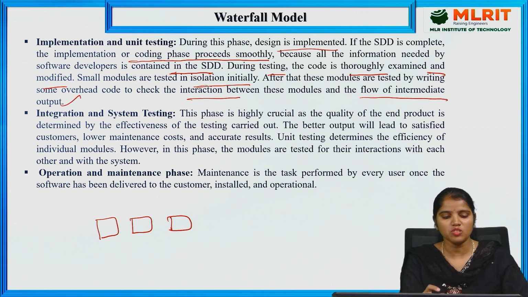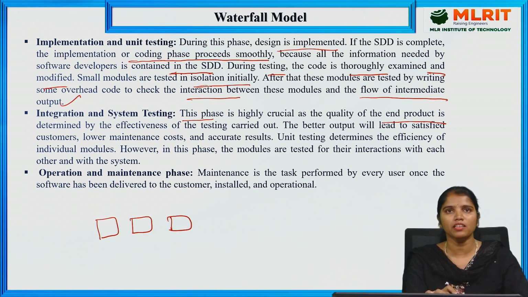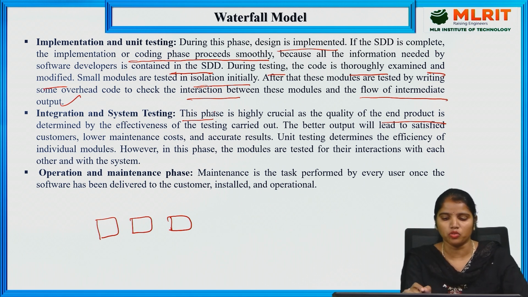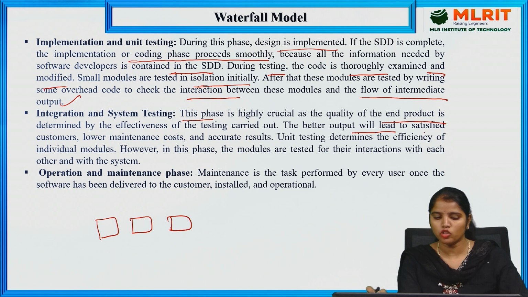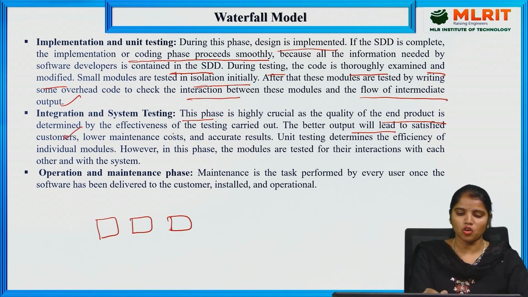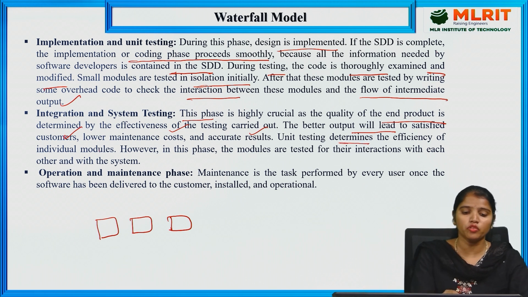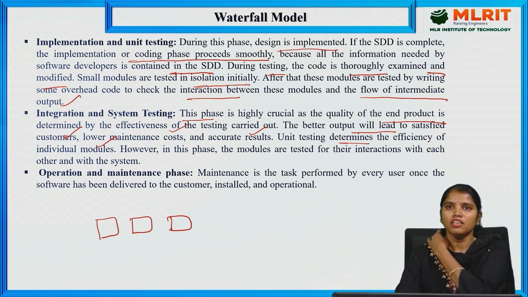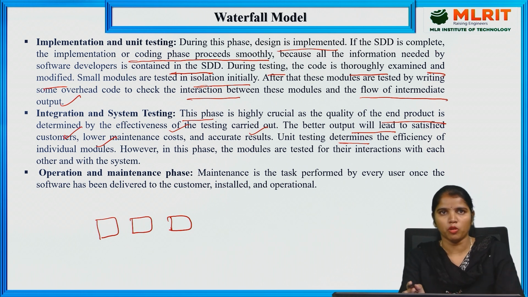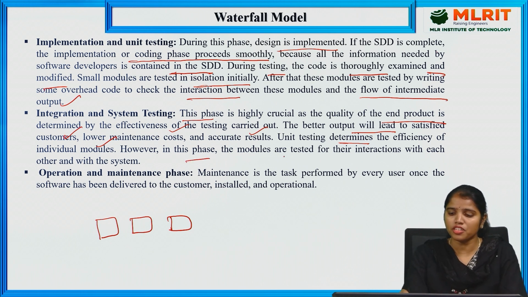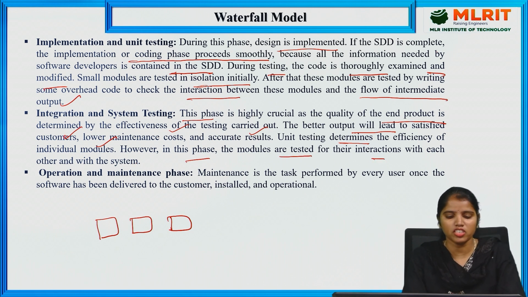Now let us discuss integration and system testing. This phase is highly crucial, as the quality of the end product is determined by the effectiveness of the testing carried out. Better output will lead to a satisfied customer, low maintenance cost, and accurate results. Unit testing determines the efficiency of individual modules. However, in this phase, the modules are tested for their interaction with each other and with the system.